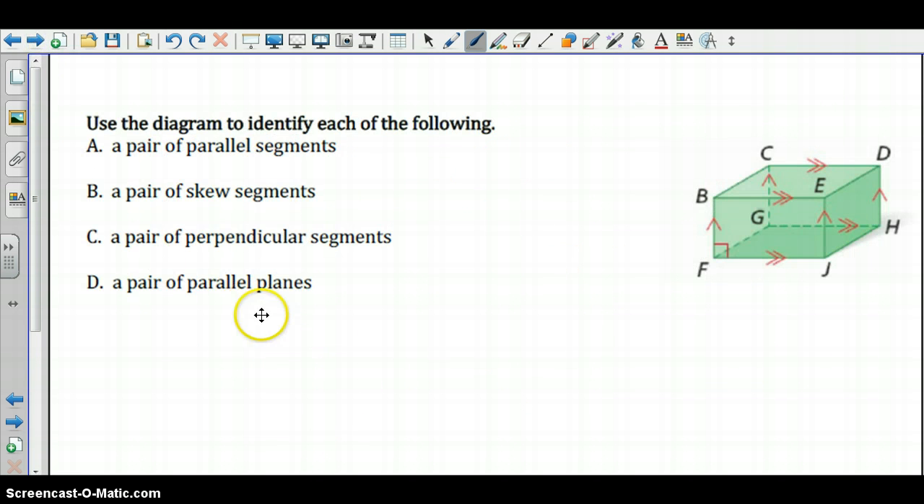Why don't you take a few moments and identify parallel segments, skew segments, perpendicular segments, and parallel planes using this diagram. Same thing we just did using a different diagram. Why don't you take a few moments and answer these parts in your notes.